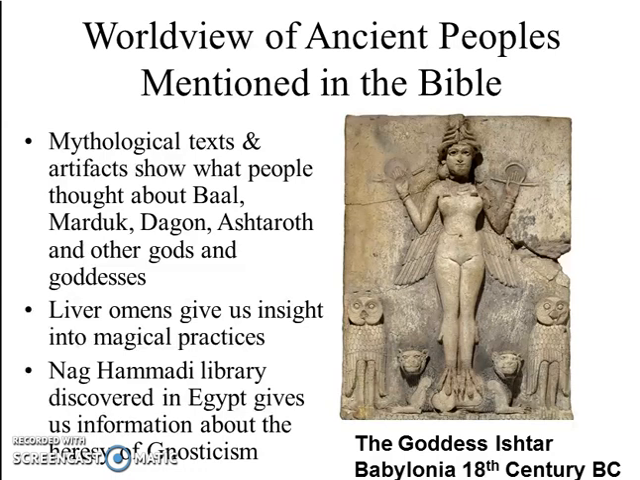We have liver omens that give us insight into the magical practices of the day. And in New Testament times, you have at Nag Hammadi information about a heresy called Gnosticism that took place there. Here we have a portrayal of the goddess Ishtar in an 18th century BC inscription. By the way, in Mesopotamian art, you can always tell that someone is supposed to be a god if they have this little cap that looks like this. The gods always wear those.